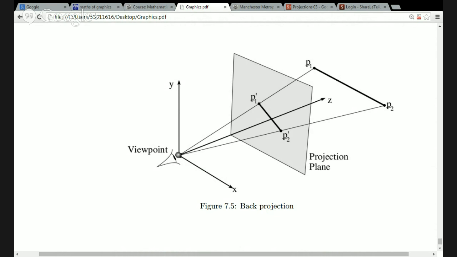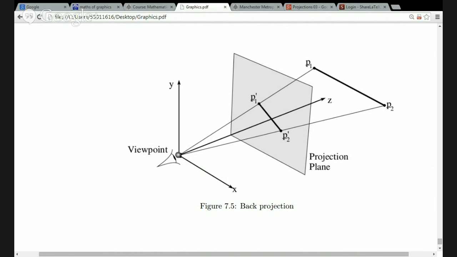They're projected versions. We know that they're going to have coordinates f x1 over z1, f y1 over z1, and the third coordinate will be f, so it's a point in the projection plane. And P2 prime will be the same thing, but with f over z2, x2, f over z2, y2, and f is the third component.